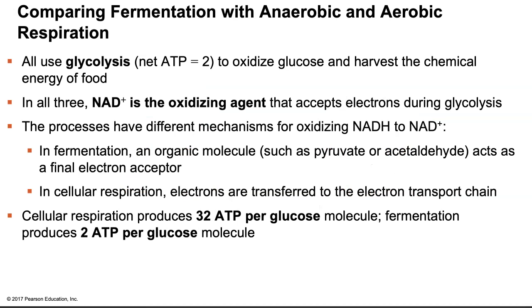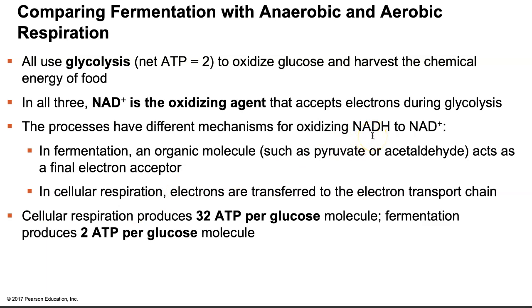And to continue the comparison, so comparing fermentation with anaerobic and aerobic respiration, all three of them used glycolysis, right? Glycolysis was the same throughout. It's always in the cytoplasm. It's always anaerobic. It always nets 2 ATP and it created 2 NADHs. It oxidizes glucose to harvest all of that chemical energy. In all three, NAD plus is an oxidizing agent, right? It is what accepts the electrons and becomes reduced to NADH.